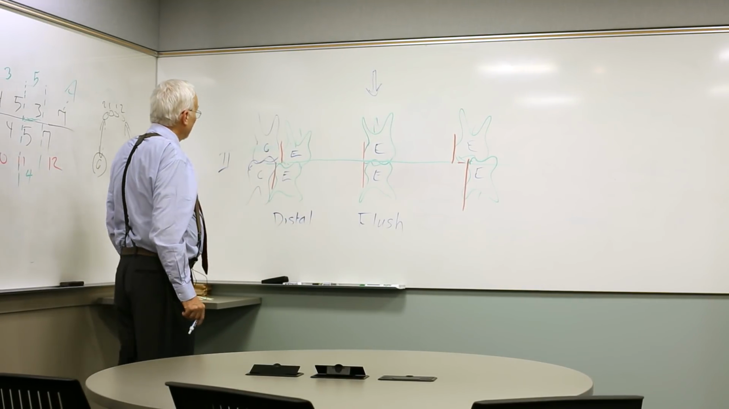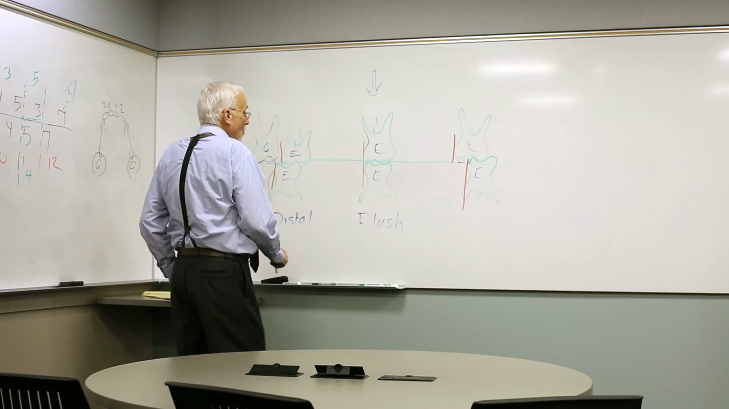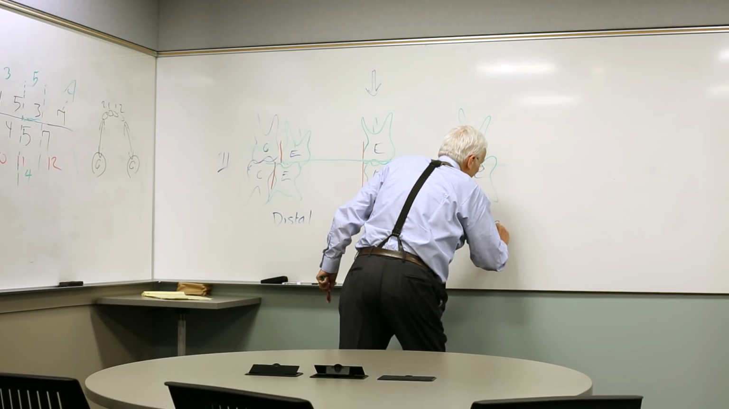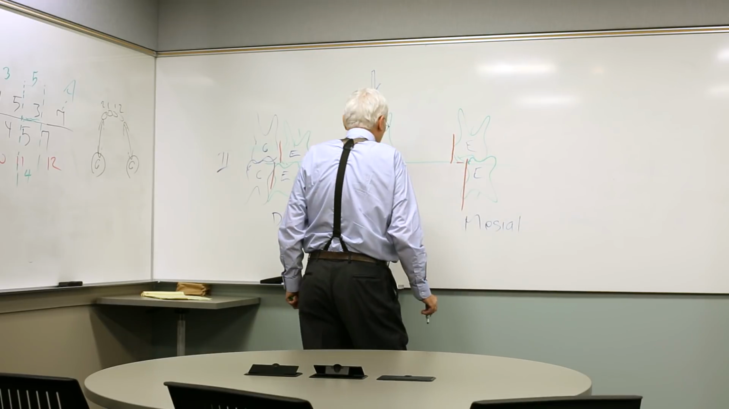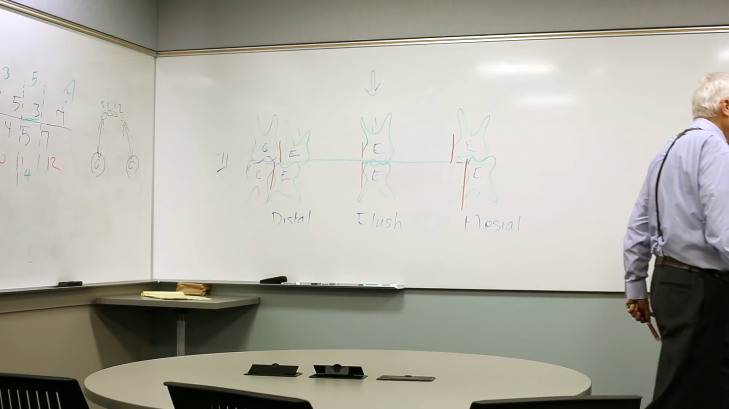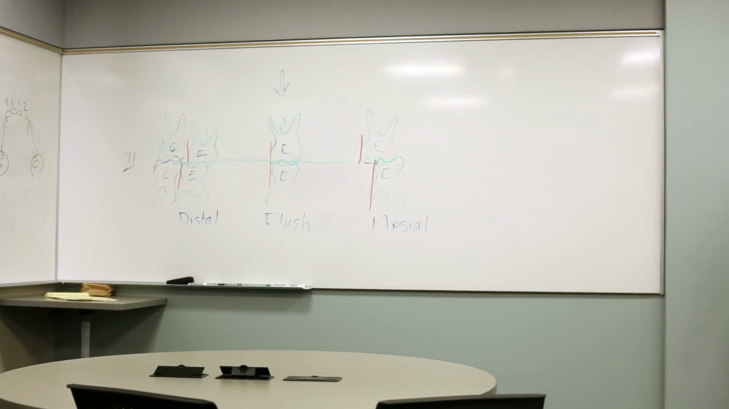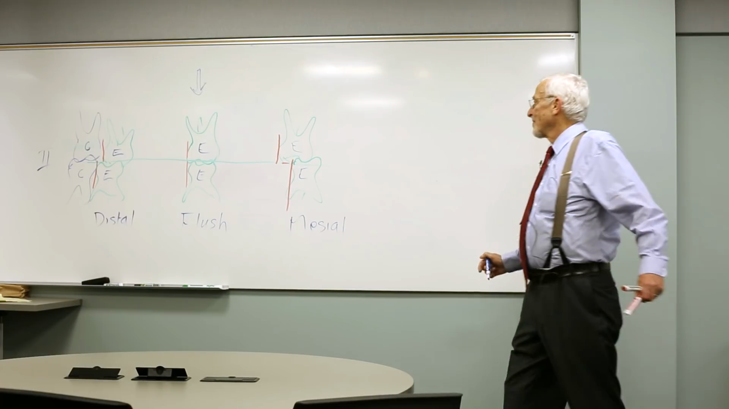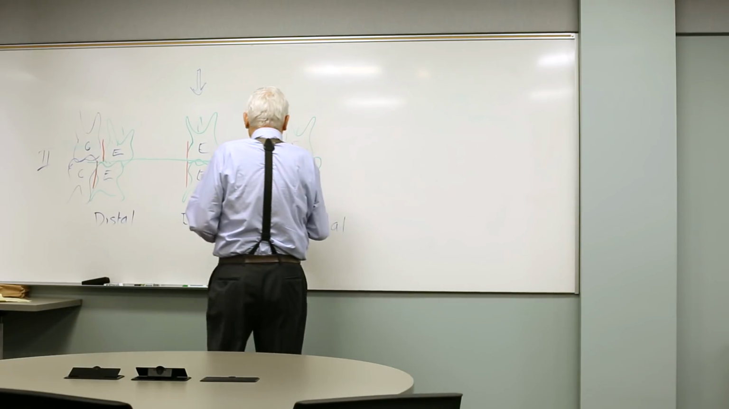We have a class 2. What? Oh, I didn't tell you what this is. This is called a mesial step. What would the first molars come in as if it was a mesial step? Class 1. This would come in.